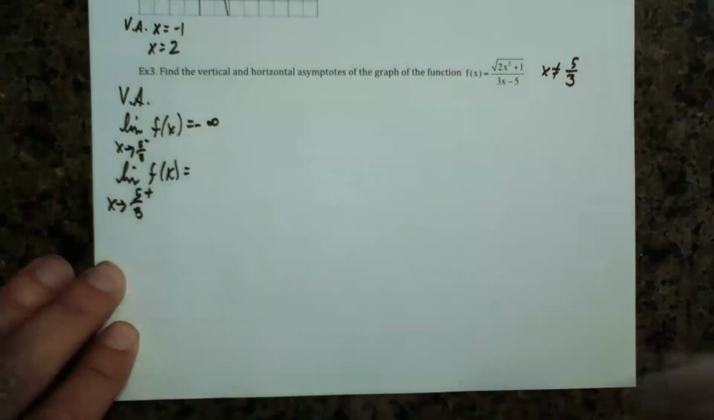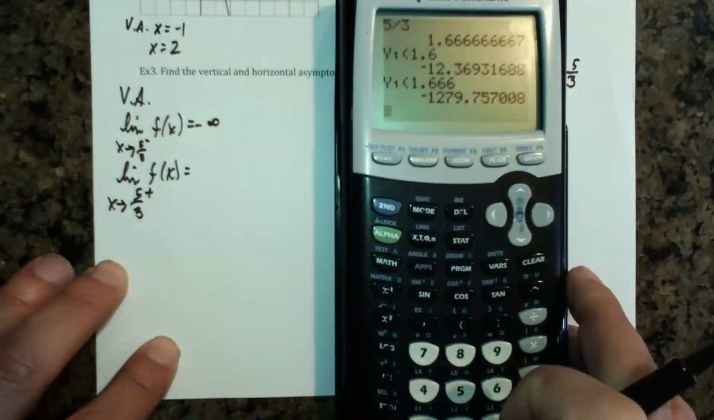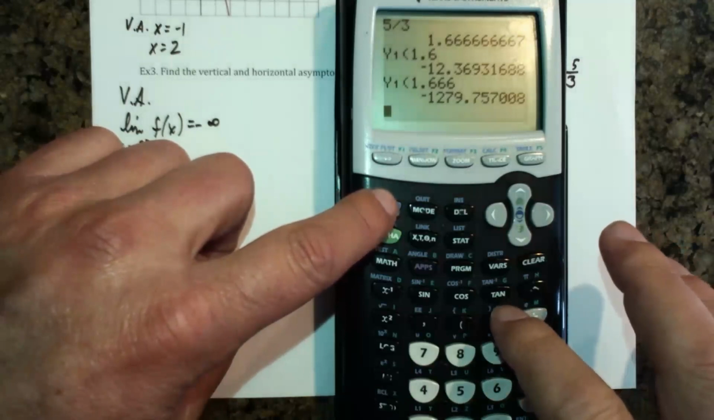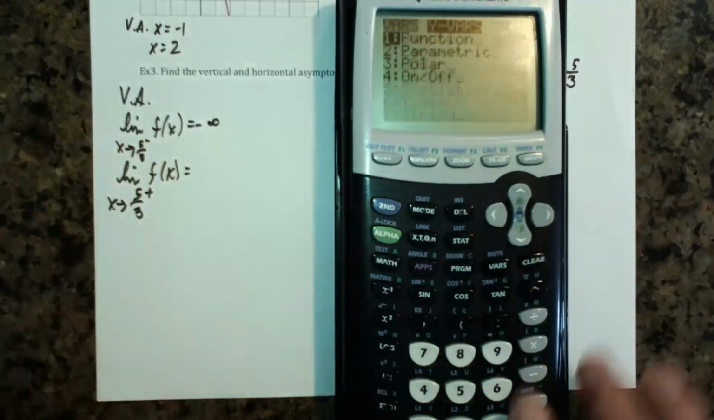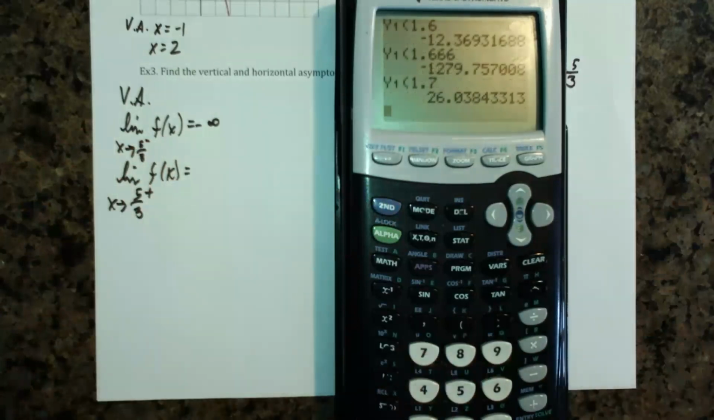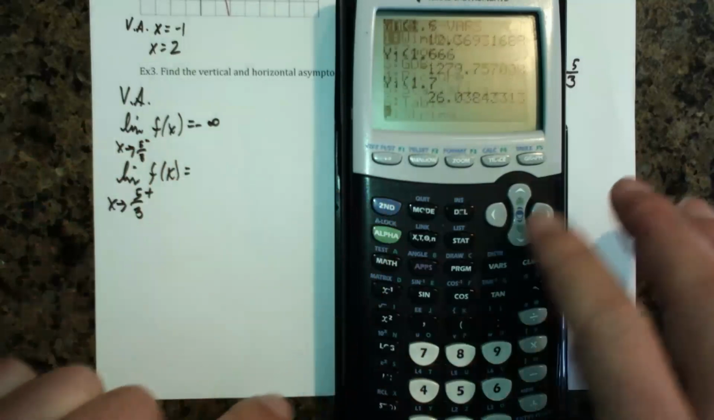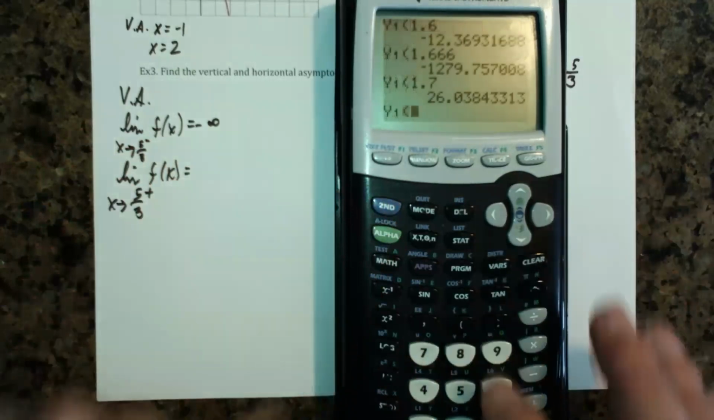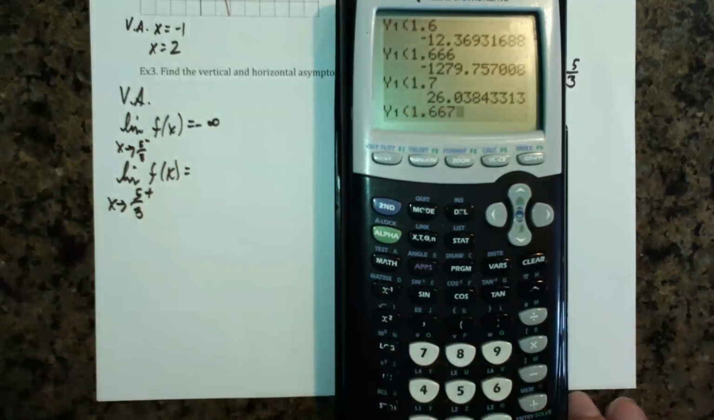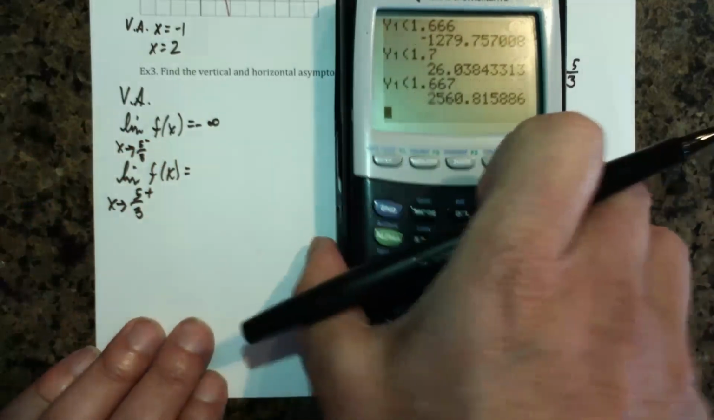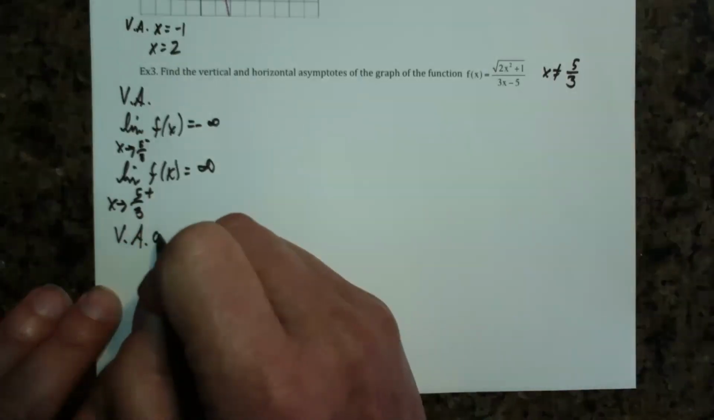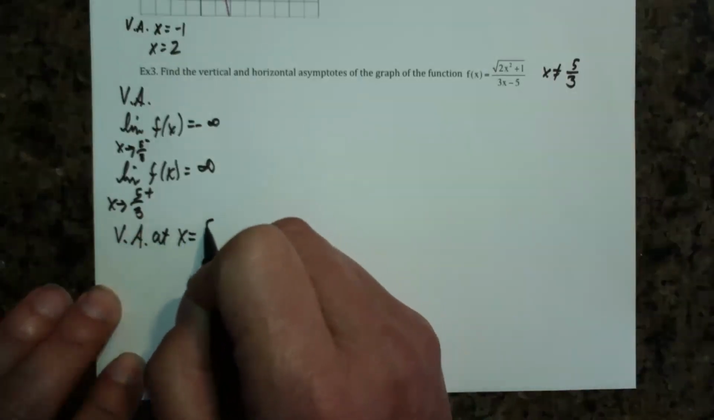So let's go to the other side and see what it's doing. Something just slightly bigger, so we'll do 1.7. Let's do vars, y vars, function, 1.7. Okay, we have a positive number. Let's get even closer. Let's do 1.667. That's going to be really close. And you can see we're going up to positive infinity in this case. And that's how you know that we have a vertical asymptote at x equals 5/3.